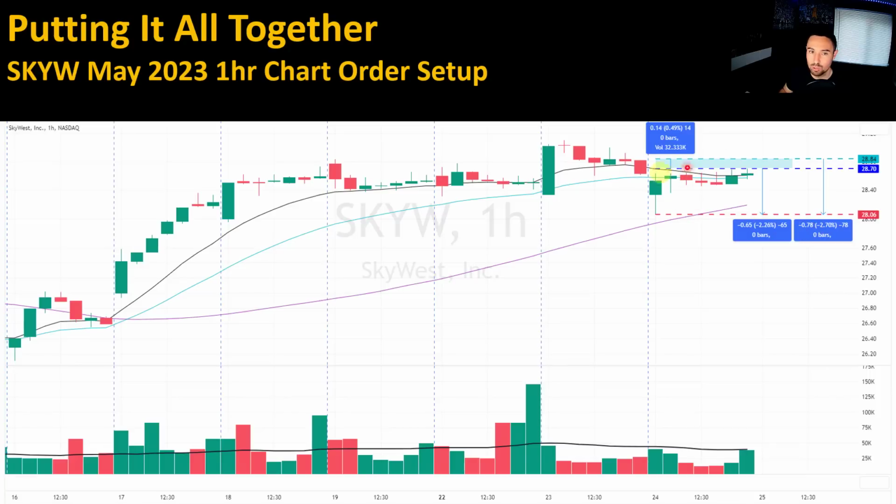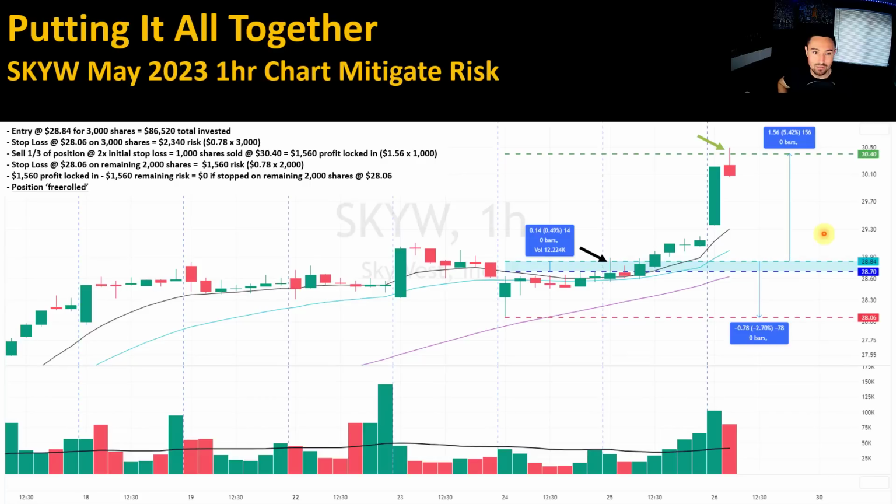Make sense? So this blue shading here is indicating the zone where I'm going to get filled. So how I'm planning this out, my stop is going to be somewhere between 2.26% and 2.7%. That's really helpful, because now I can think about mitigating the risk. Let's go through risk mitigation, and we're going to do a little bit of maths as well, so try and stay with me here. Let me just give you an overview.